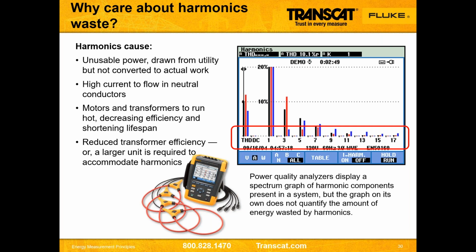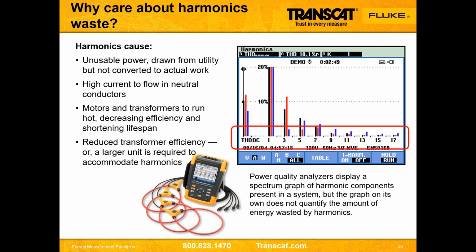THD, as it's affectionately referred to, is total harmonic distortion, and that's the mathematical equivalent of the first out to the 50th harmonic added together and presented to you as one number. Most people talk about THD when they talk about harmonics, and again, rule of thumb, 5% or less is good, 10% or greater is bad.